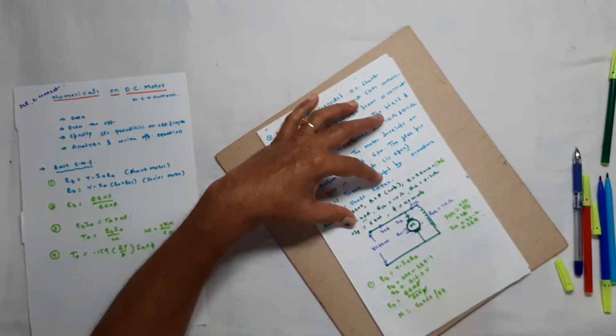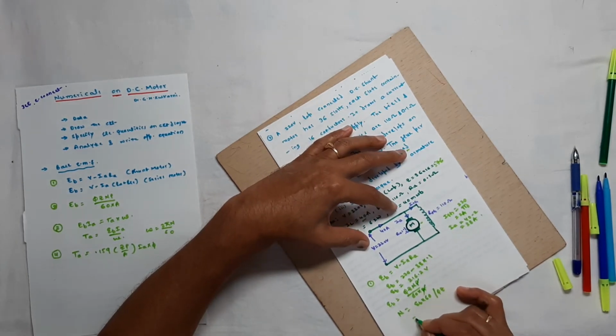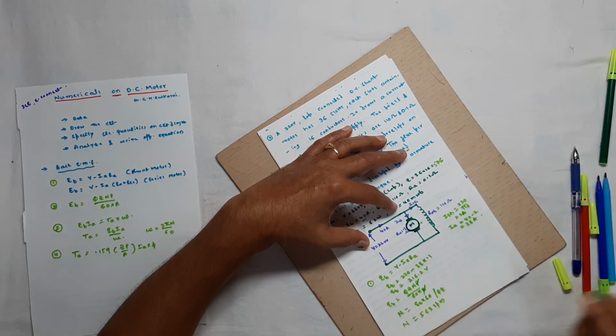If you substitute the value of EB, phi and Z, the speed we are getting here is 563 RPM. That is the speed. This is one answer.